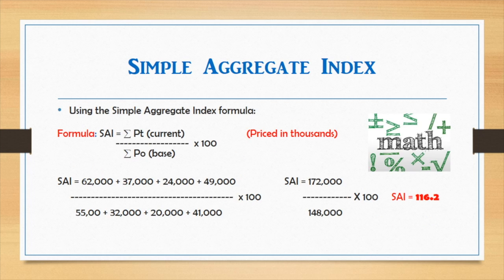To solve for simple aggregate index, there is a formula. So the E looking symbol, as I mentioned earlier, represents the sum. PT means the current and the PO means base, multiplied by 100. So we add up all the values and then we multiply it by 100 and we get the answer, which is 116.2.